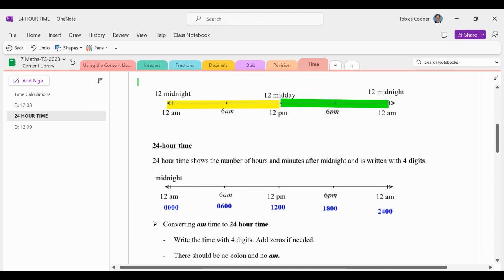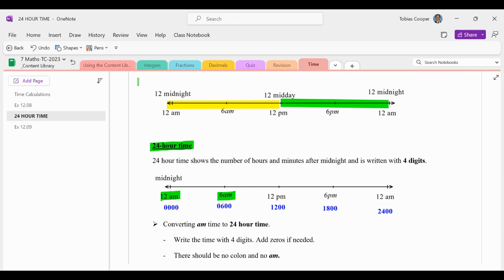Okay, now what about 24-hour time? Well, 24-hour time shows the number of hours and minutes after midnight and is written with 4 digits. Now, because it's a number of hours after midnight, 12 a.m. is 0000. So you always need 4 digits for 24-hour time. Now, 6 a.m. is 6 hours after 12 a.m., 6 hours after midnight. So that means the 24-hour time is 0600. So again, you need 4 digits.